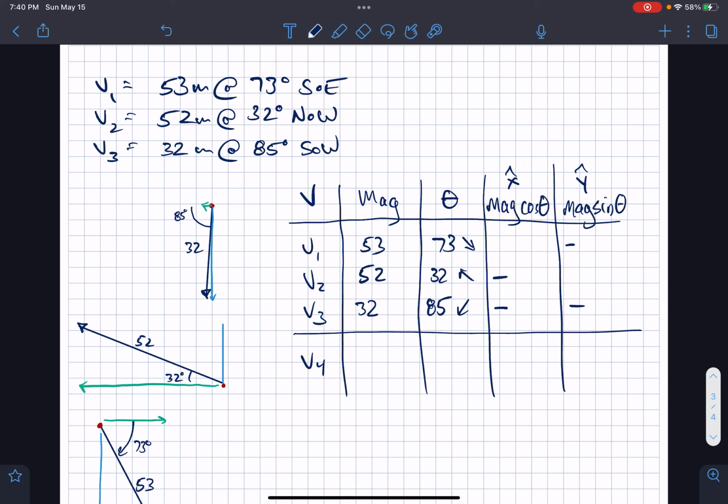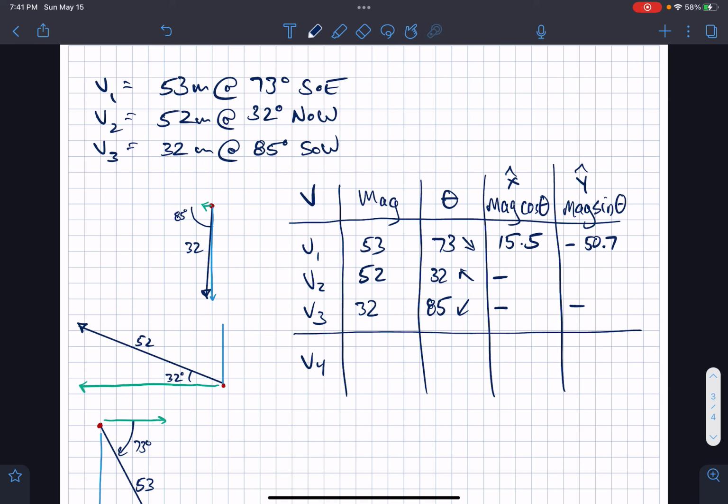So let's get our x component for vector 1. Magnitude times cosine theta, so it's going to be 53 cosine 73. It's 15.49, 15.5 meters. There we go. That point right there. How about the y component? 53 sine 73 is going to be 50.68. I'm going to say 50.7. I'm rounding a little bit, so there's going to be some error, but that's okay.